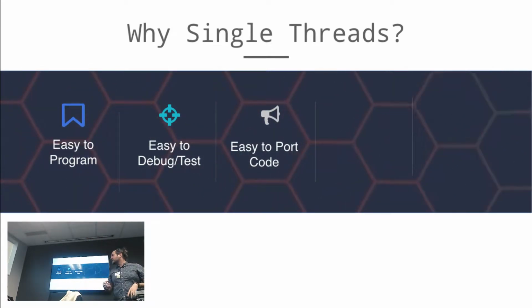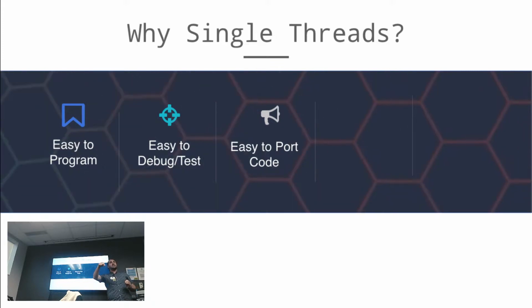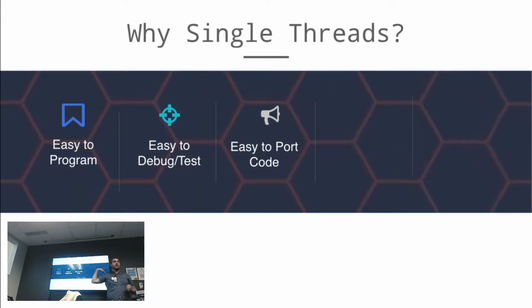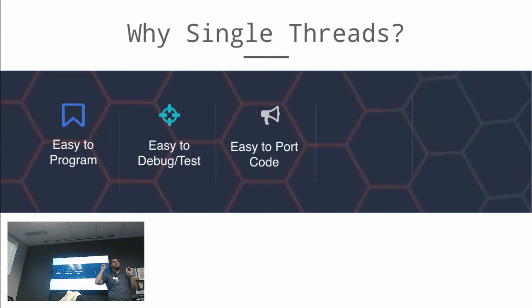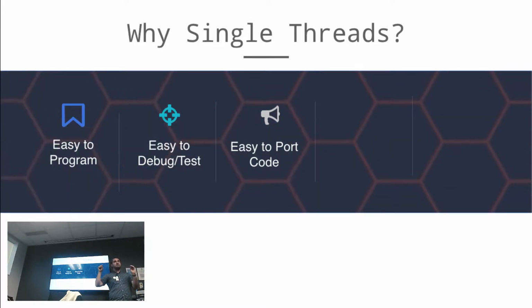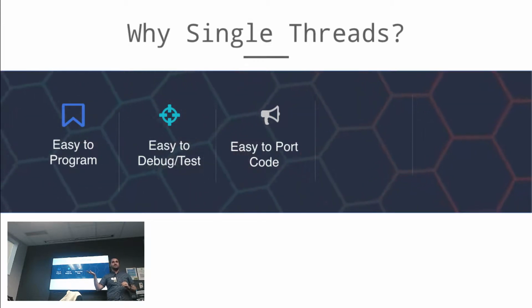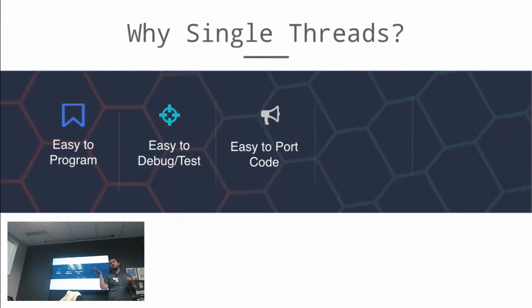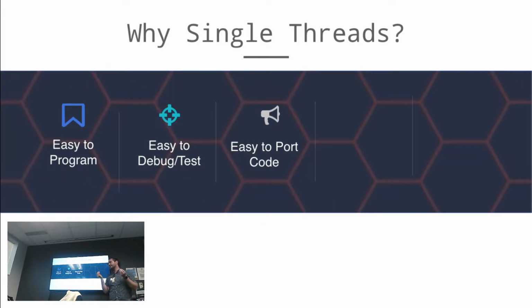Easy to port code, right? Handling multi-threaded code really depends on the hardware you're putting it on. For example, if I'm designing code that can handle a GPU with 1,000 concurrent cores, I can't port that over to my cell phone. But with a single thread, you can port that anywhere. Anything that has a CPU, you can port that code over and it's going to work. It's not dependent on the hardware.